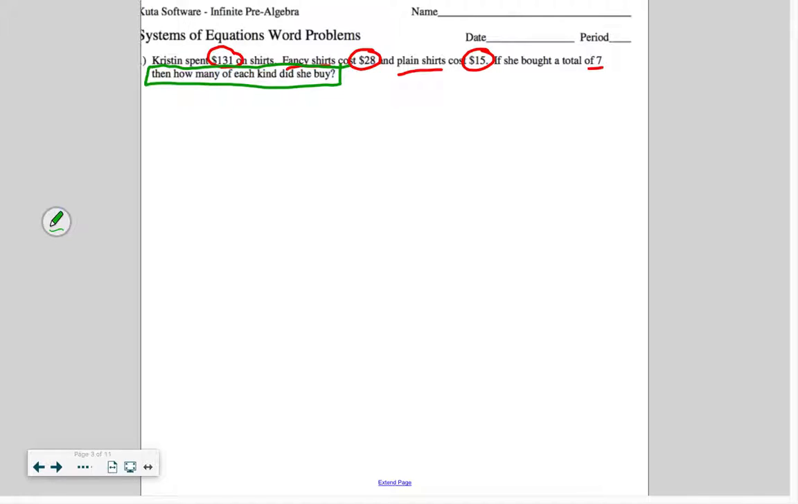So actually, it might be best to start right there. We know that we need to answer that question as a complete sentence, so we could write, Kristen bought blank. How many of each kind did she buy? What kind of shirts are there? There's fancy shirts. She bought blank fancy shirts. And I don't know how many yet. That's what I need to find out. And blank plain shirts.